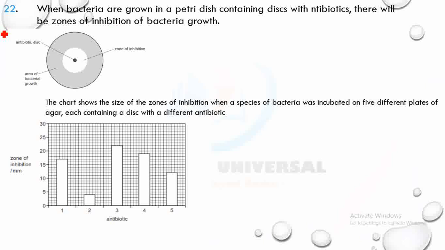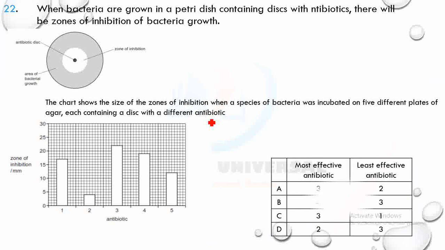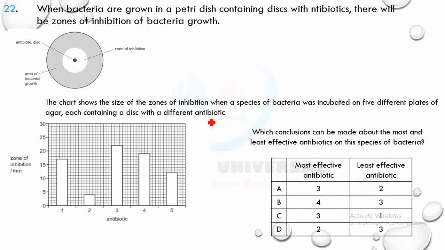The chart shows the size of the zones of inhibition when a species of bacteria was incubated on 5 different plates of agar, each containing a disc with a different antibiotic. Which conclusions can be made about the most and least effective antibiotics on this species of bacteria? So which one is the most effective, guys? Pause the video and try it.